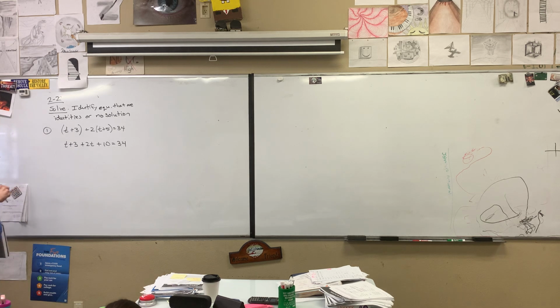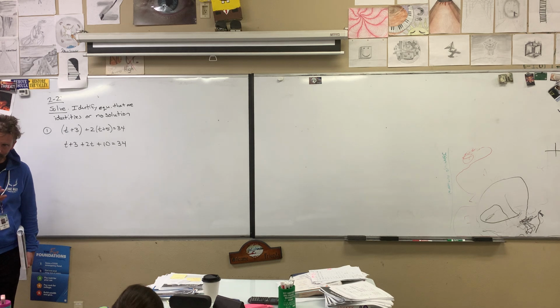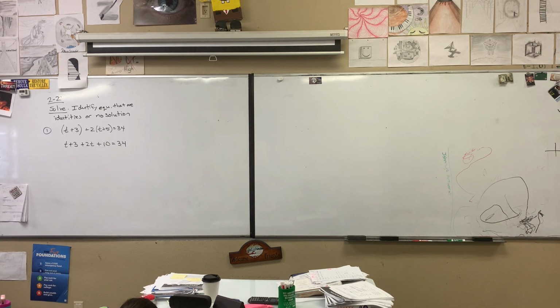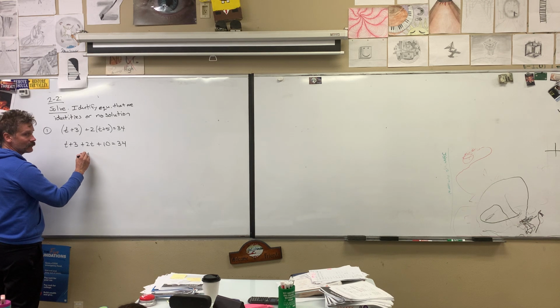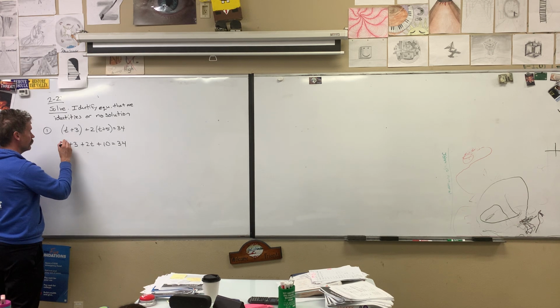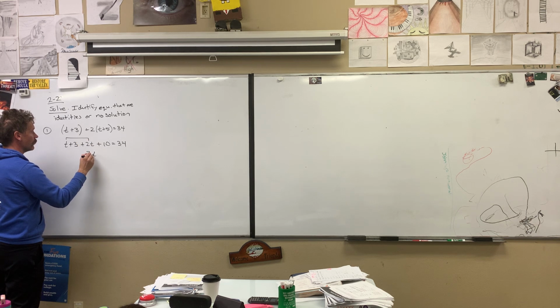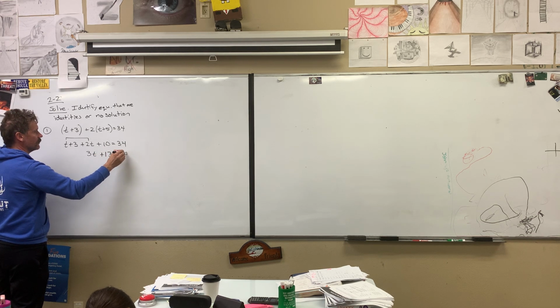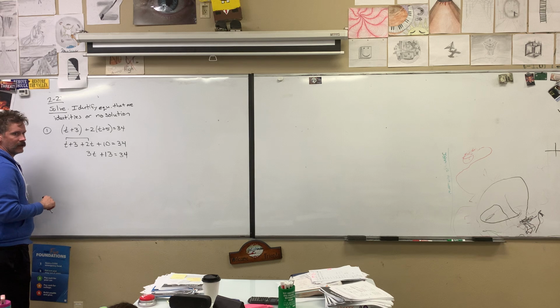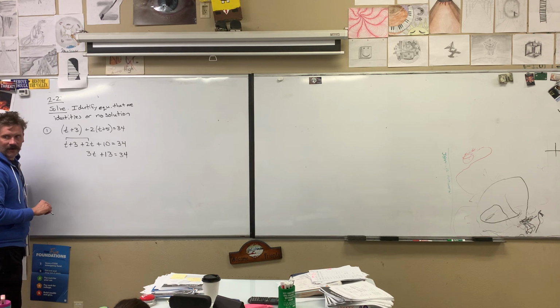So we've distributed. What's our next step? Combine like terms. Blend those like terms. The BLT, combine, is correct. We just like the BLT because it makes us think of food. So we combine our like terms. We get t and 2t. What does that give us? 3t. Good work. 3 and 10 gives us 13, is equal to 34. Okay, and then our next step after that.